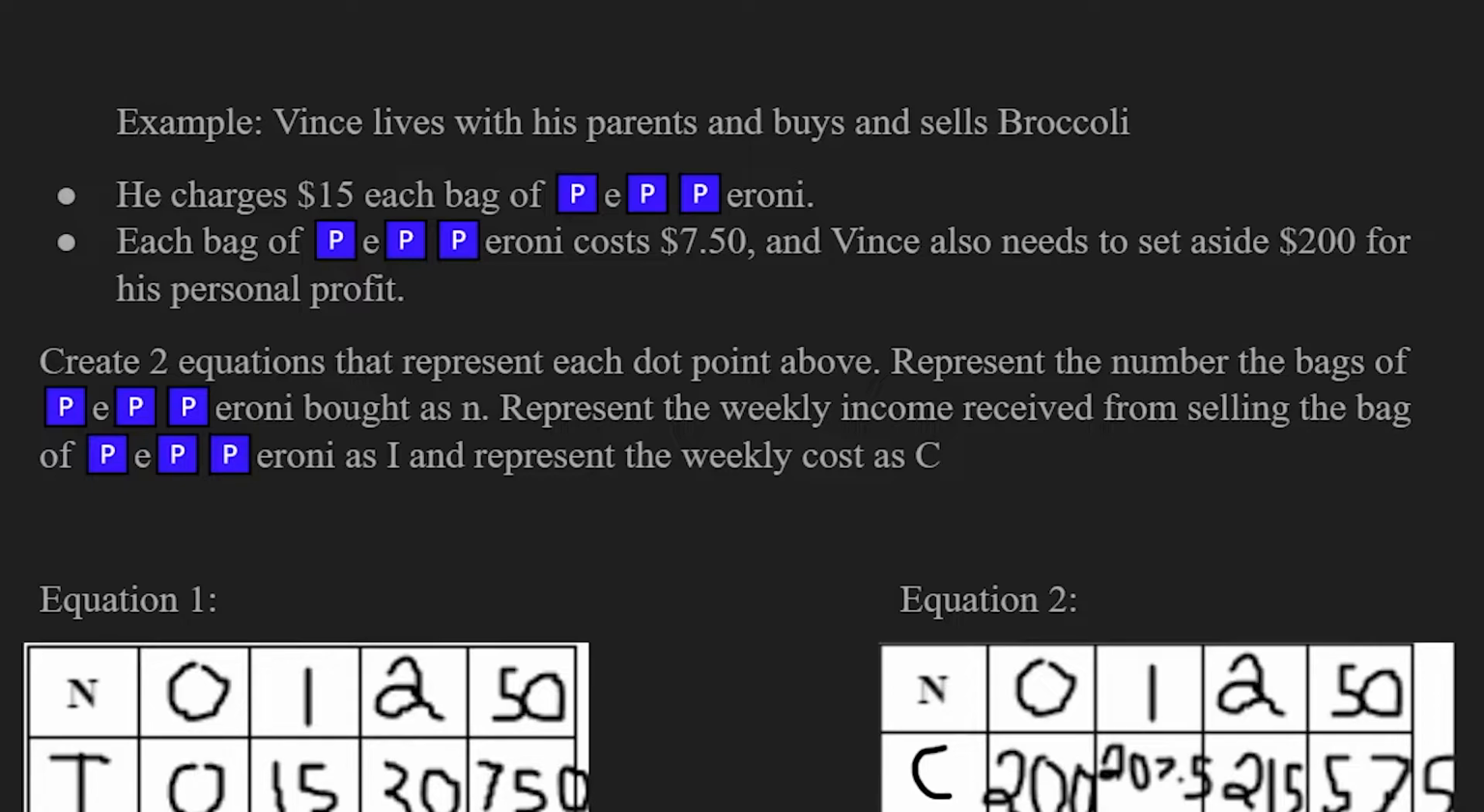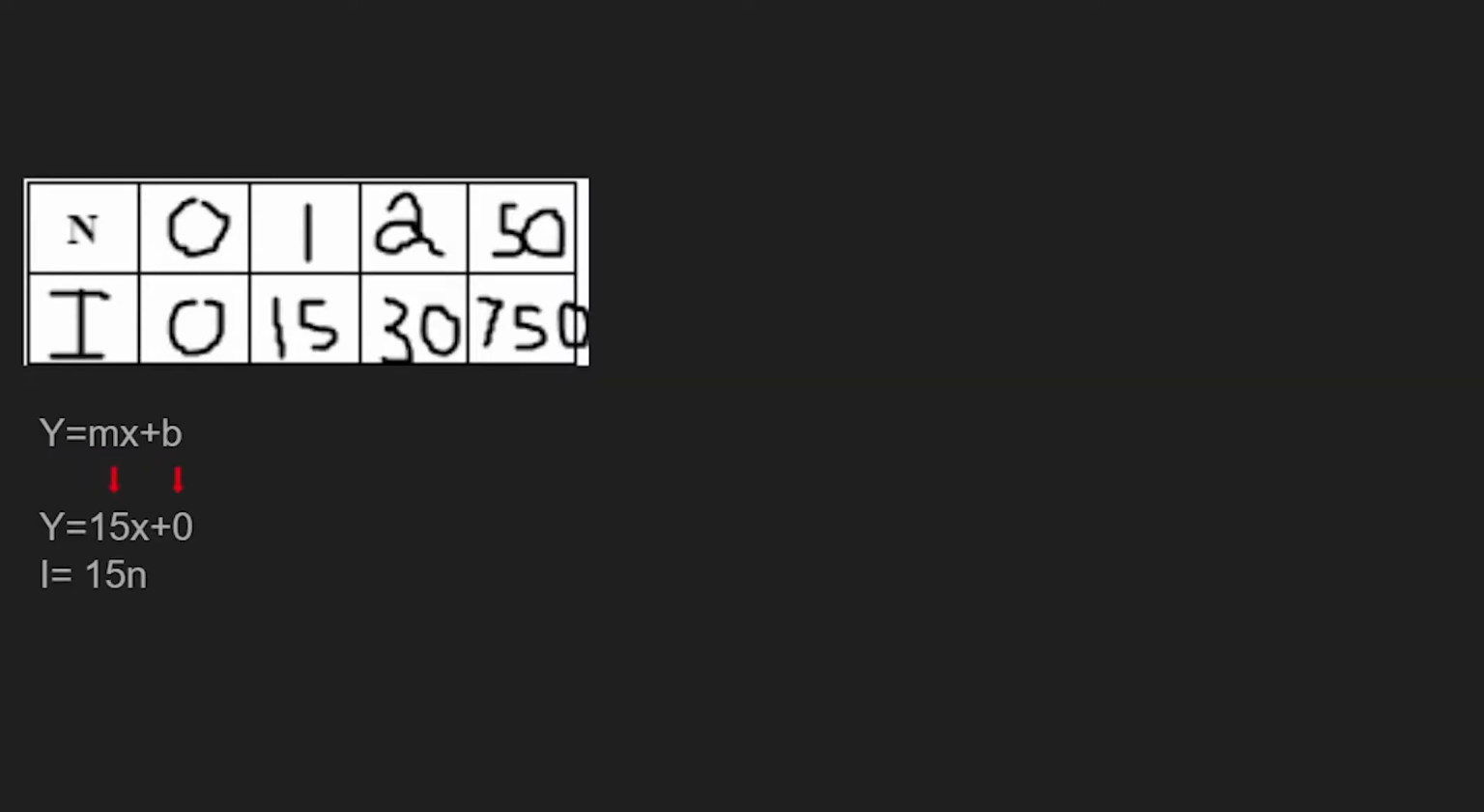We then enter $207.50 and $215. And if I purchase 50 bags at $7.50 and add 200, that comes to $575. Now, I need to come up with two equations, so I'll use the gradient-intercept formula, y equals mx plus b. I'm going to do this for both equations.